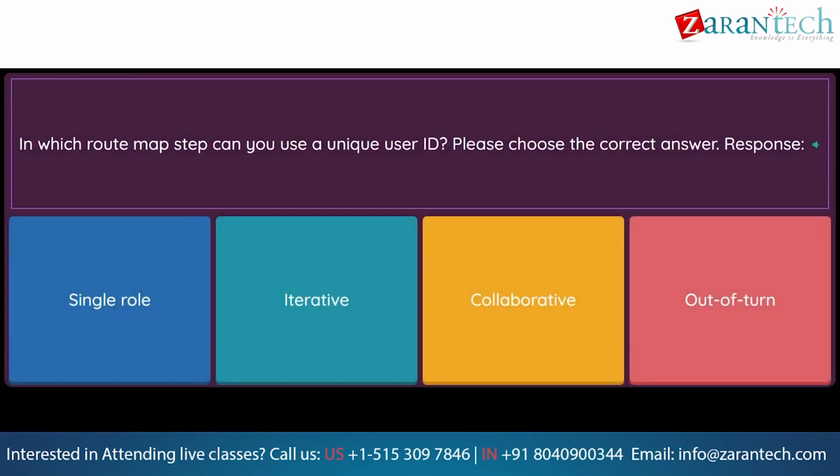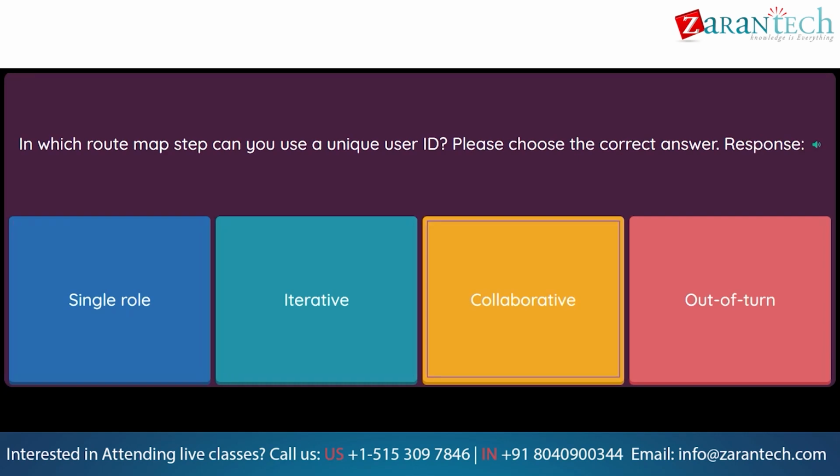Question: In which route map step can you use a unique user ID? Please choose the correct answer. Response: Option 1, single role. Option 2, iterative. Option 3, collaborative. Option 4, out of turn.